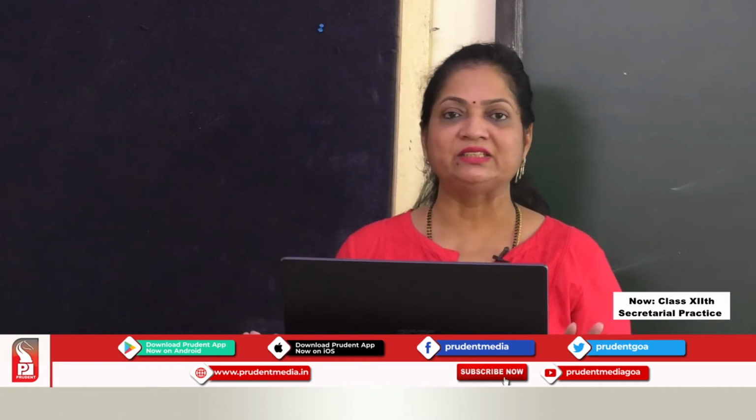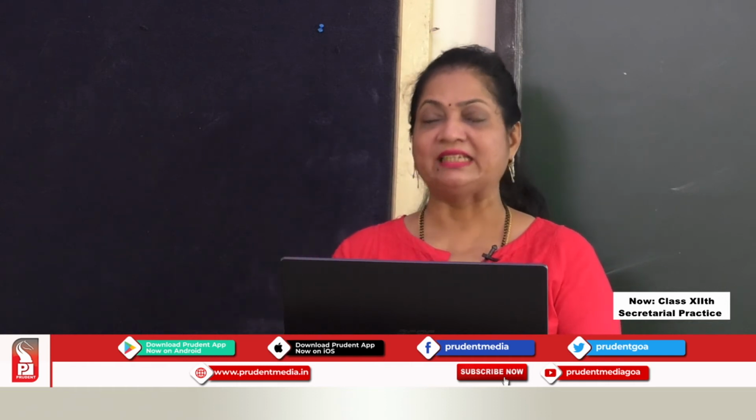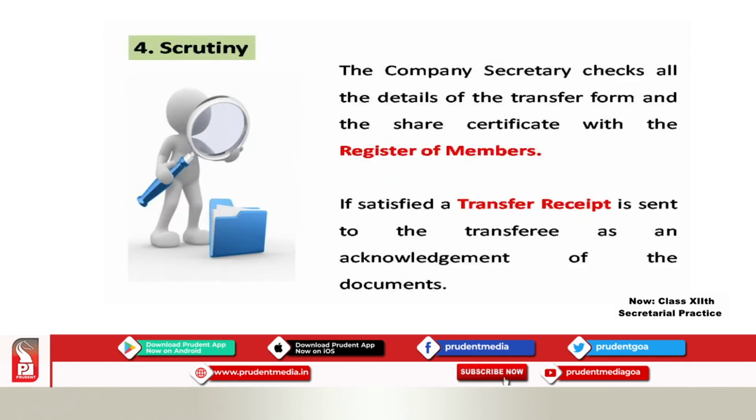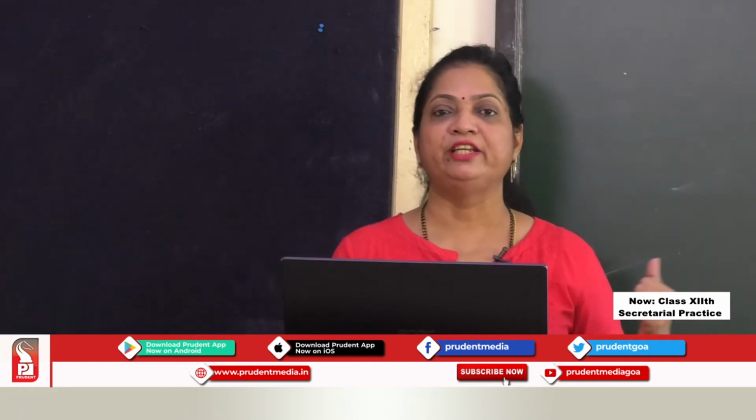Now, if the secretary is satisfied that yes, all the details are correct, she will give a transfer receipt to the transferee as an acknowledgement of the documents. This receipt the transferee has to keep till the whole procedure of transfer is completed. Because they are submitting the share certificate also. So, what proof do you have that your documents are with the company? Because of that, the secretary issues a transfer receipt. I hope it is very clear to you what I am telling.